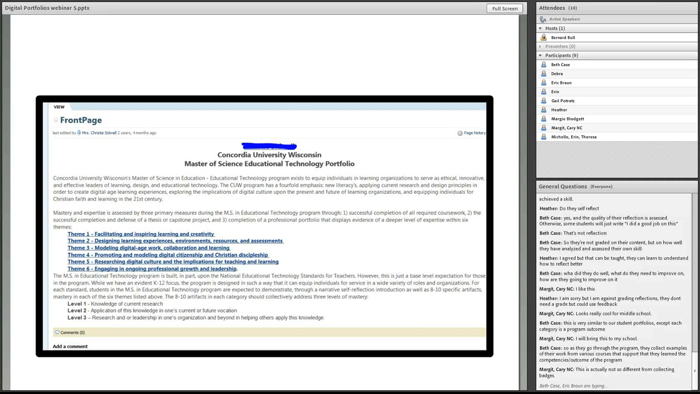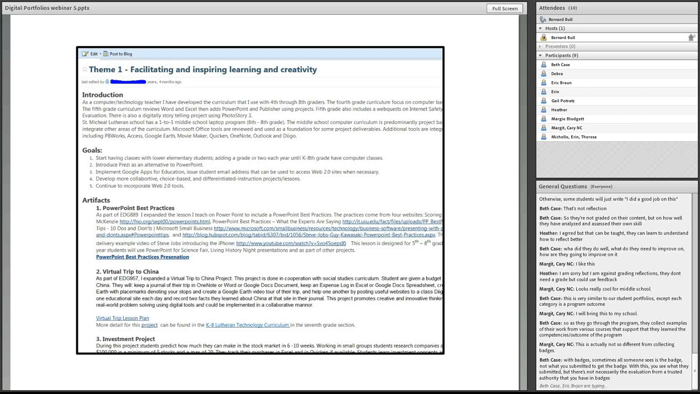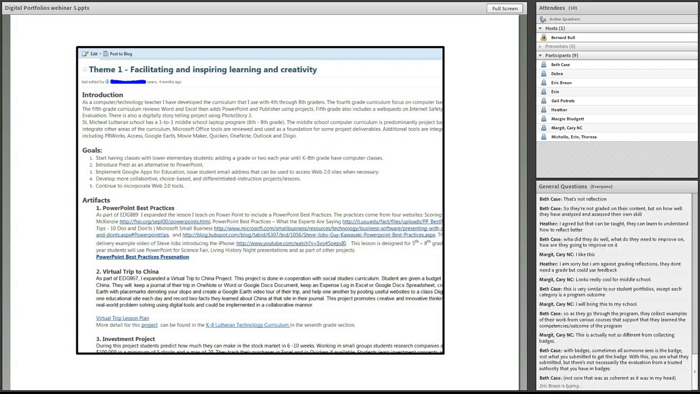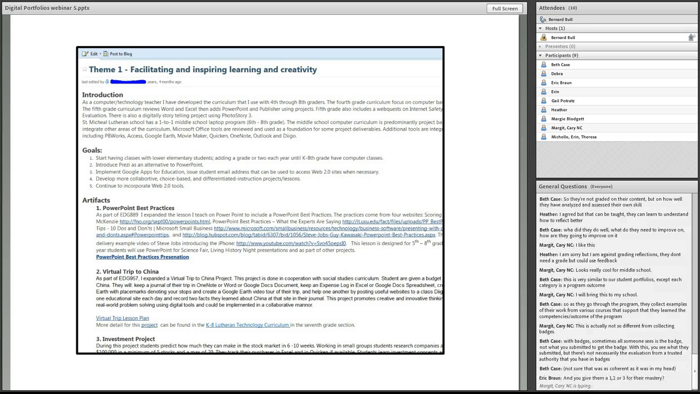So here's the next page. This is from theme 1, and you'll find that they have an introduction, and this is where they provide a brief introduction to this theme and sort of where they stand on that theme. And then they have some goals. Then they have their artifact, and you can click the link on it, and you'll also see a written reflection about sort of what this artifact says about their learning and their progress.